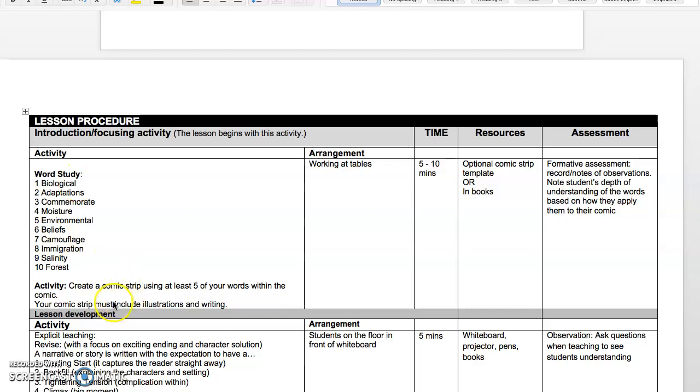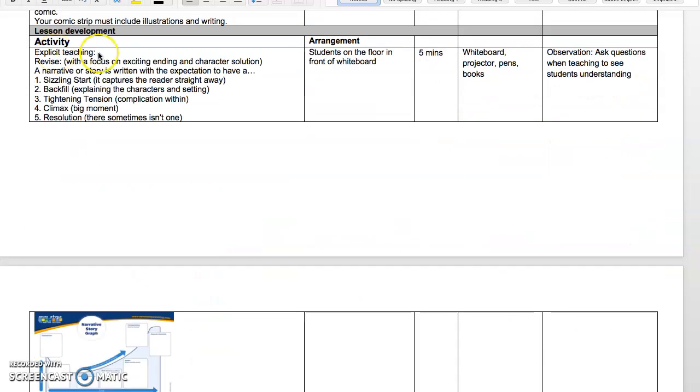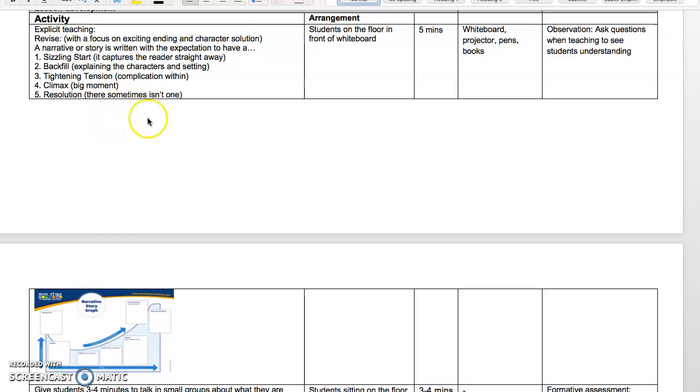The engage aspect of the pedagogical model is also used when creating this comic strip. Another aspect of the lesson is the explicit teaching. Here the teacher links the lesson to previous lessons and further cements the information and knowledge. High impact teaching strategy, explicit teaching, is used here, as well as the explain aspect of the pedagogical model.